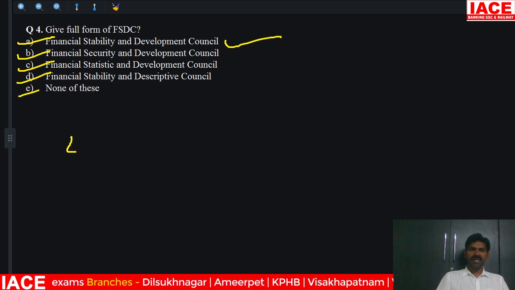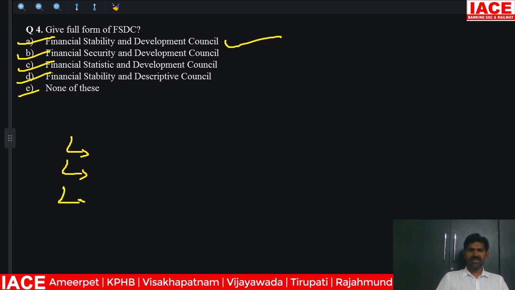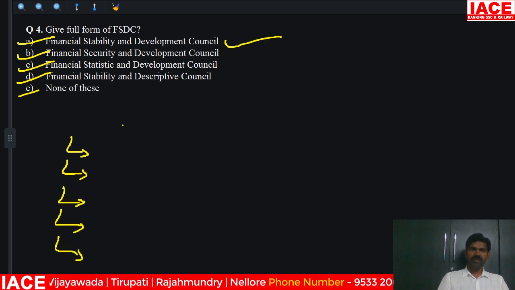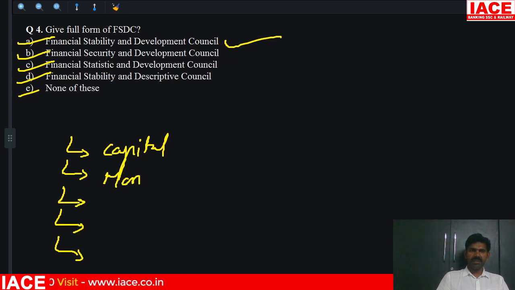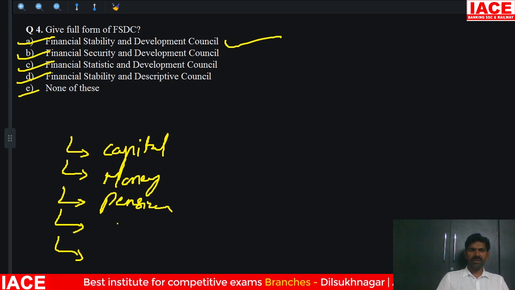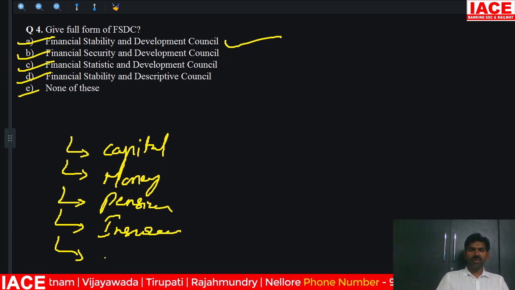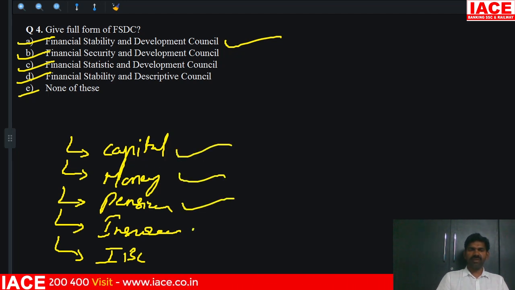Remember that there are various markets present in the country. Different markets. As we discuss the capital market, we have something called the money market. We have something you can call the pension market, pension funds and all those things. You've got various divisions, for example the insurance market, and we also have the insolvency and bankruptcy code. Now all these are different divisions of the financial system of the country. Capital markets are regulated by SEBI.